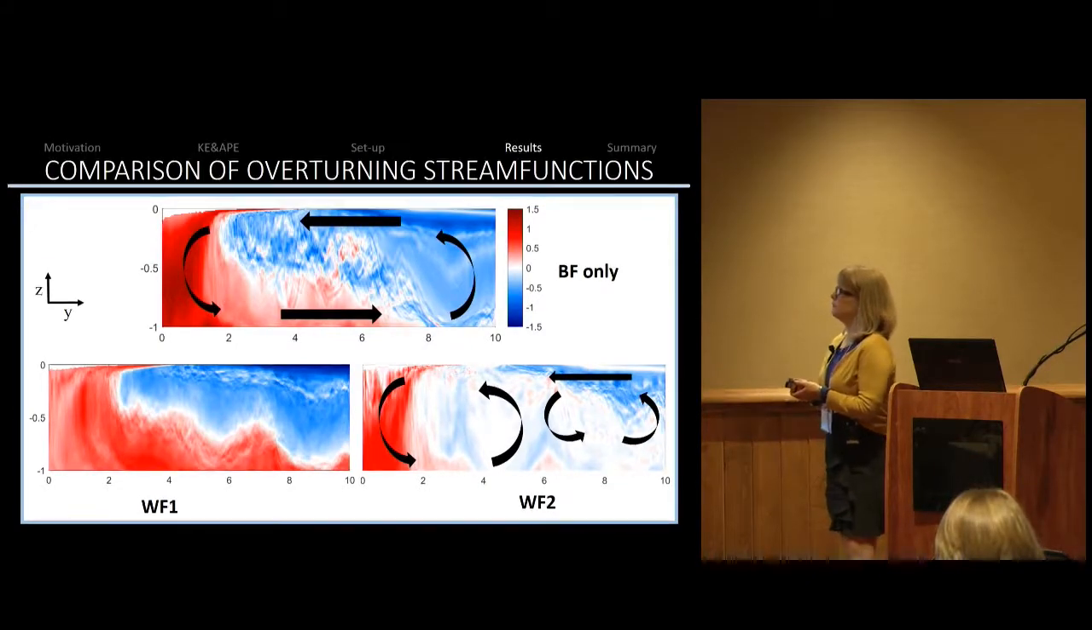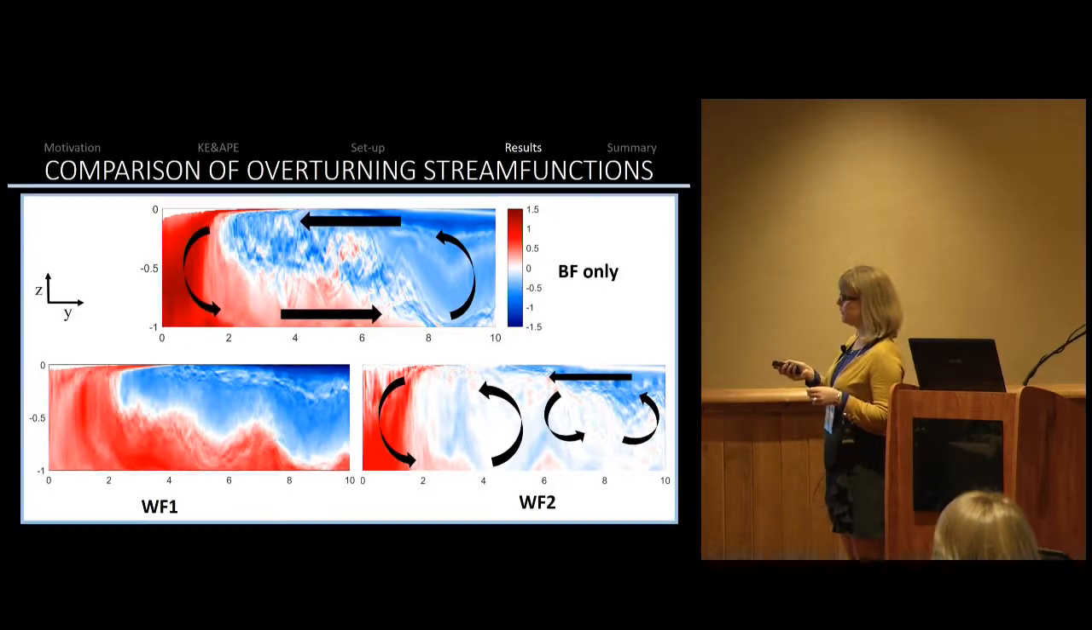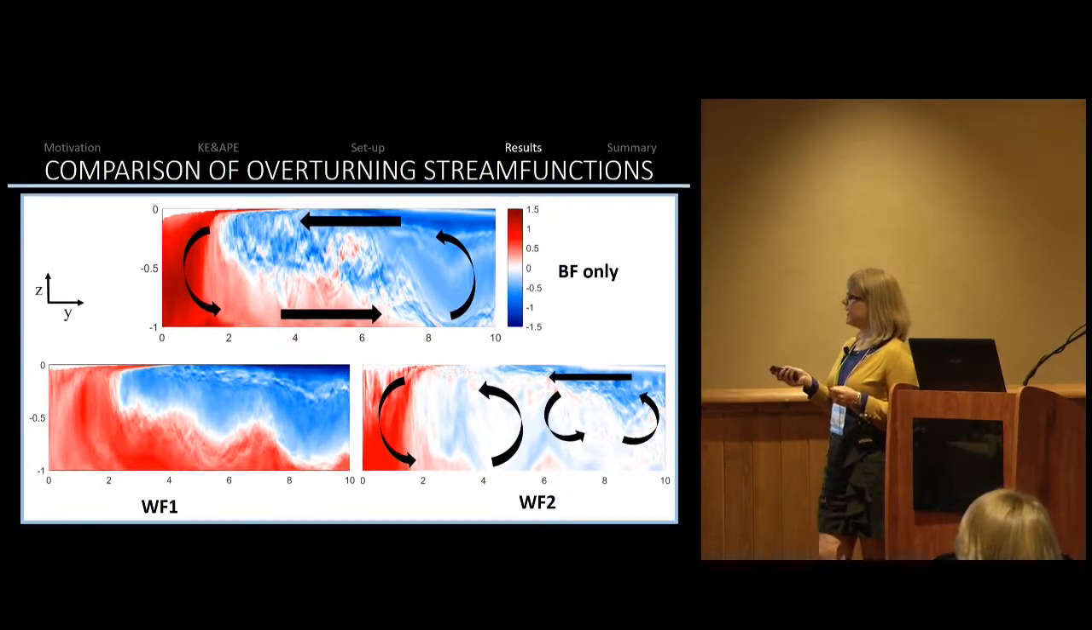Now I will show you some results. So these plots show the so-called overturning stream functions. So you can think of it as this is in YZ, so this is depth, and this is latitude. So this is south, this is north, and in red, it's the flow going towards the mid-latitudes, so going northward, and then in blue, it's the flow going southward. And this is flow along isopycnal lines.